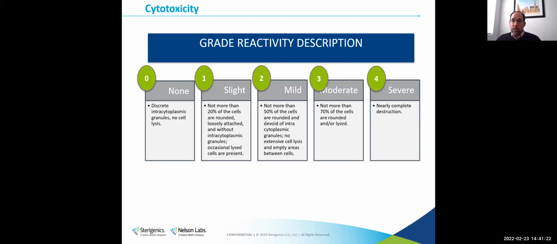Now, there are other versions of cytotoxicity that are starting to be more common based on the standard, which is requiring more quantitative results.